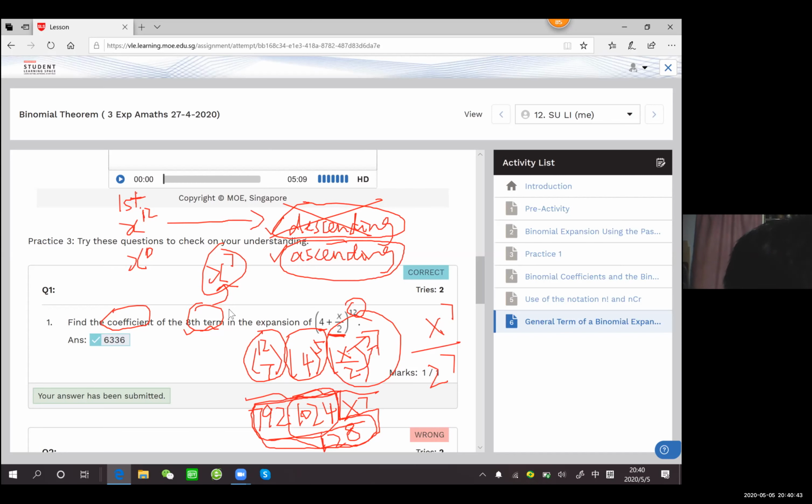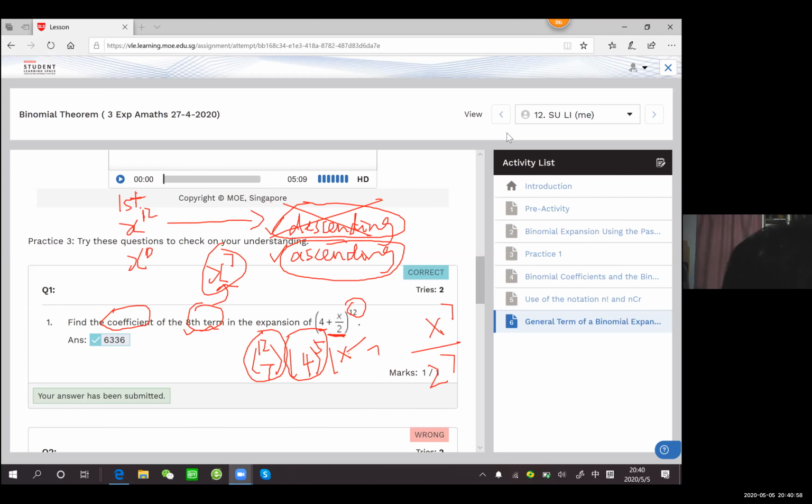Divide by 128. Let me erase this first. Okay. So that means this part I already changed it to this. Now I'm left with what? 12 choose 7, just now you say it's 792, right? Yeah. So 4 to the power of 5 is 1024, right, you say? Yes. So I just copy.